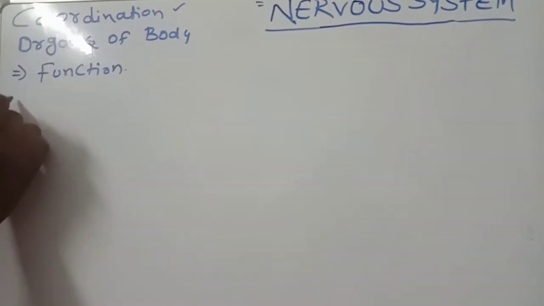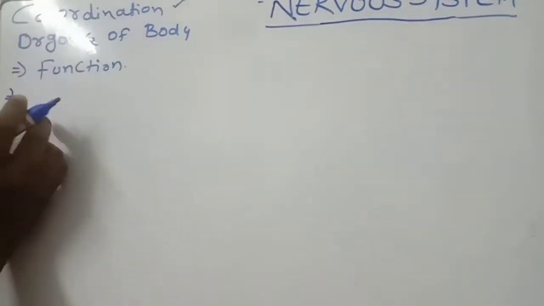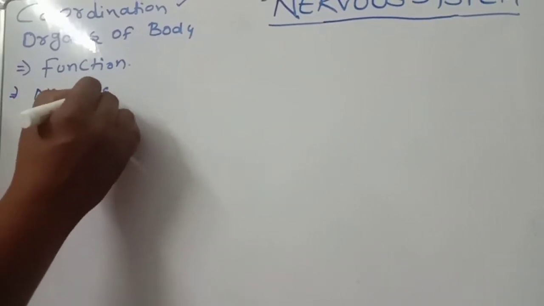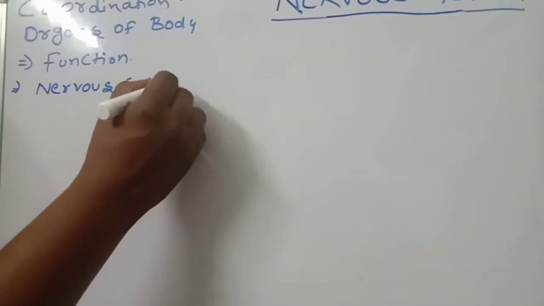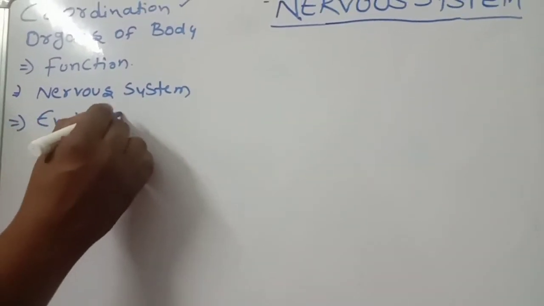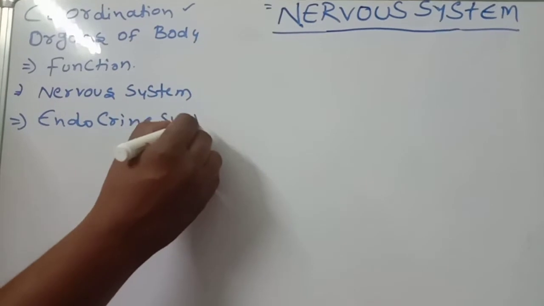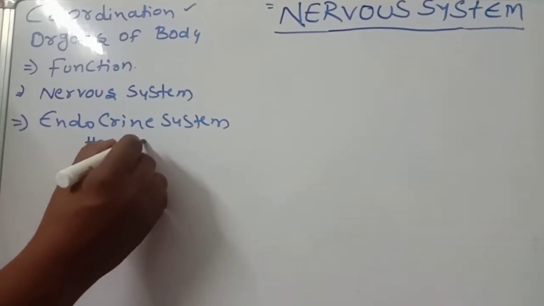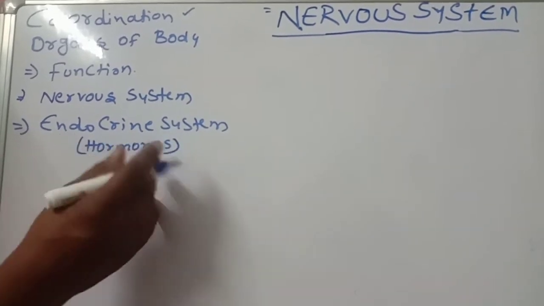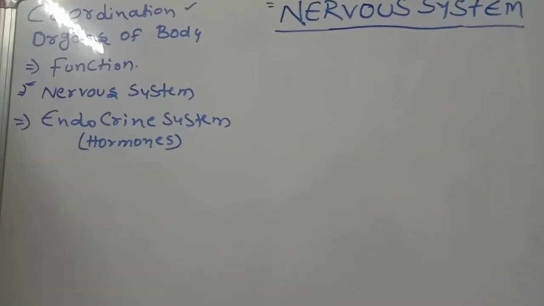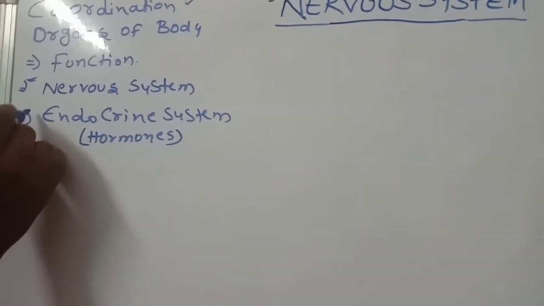coordination is required. Two systems are there for coordination. Number one, the nervous system. Number two, the endocrine system. These two systems are very important for coordination. Endocrine means completely related to hormones. This one we will discuss later, but only the nervous system we are going to discuss today. So first, come to the nervous system.